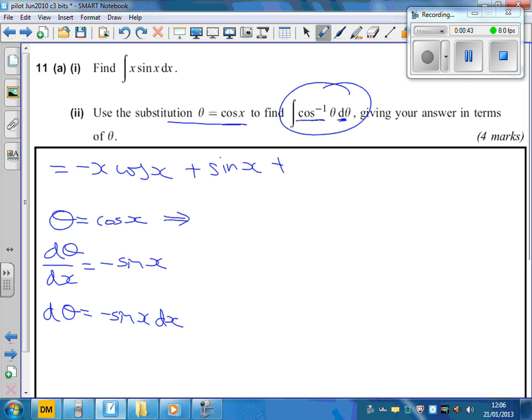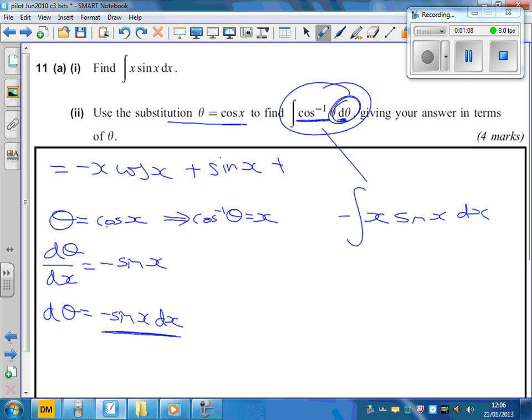So if I inverse cos both sides, I've got inverse cos of theta is x. Let's try this integral. Integral of inverse cos of theta, I've just decided that that's x, and then the d theta. The d theta, that's that bit there, sine x dx. And there's a minus coming out. I'm going to stick that minus there, keeping it out of the way.